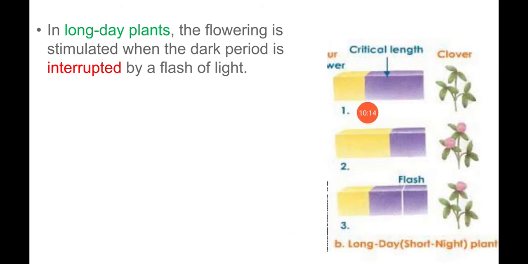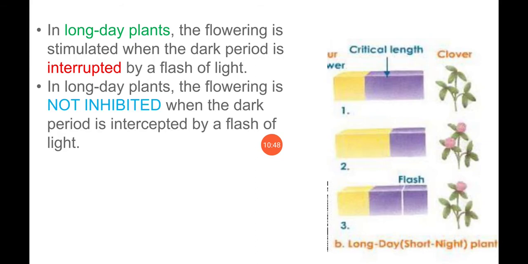In long day plants, the flowering is stimulated when the dark period is interrupted by a flash of light. You imagine that in this situation when the plants are exposed to long days and short dark periods. In the short dark period also we are interrupting with a flash of light. In that situation also these long day plants flower.